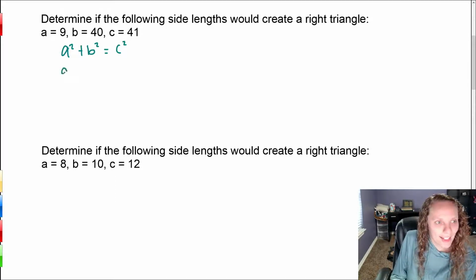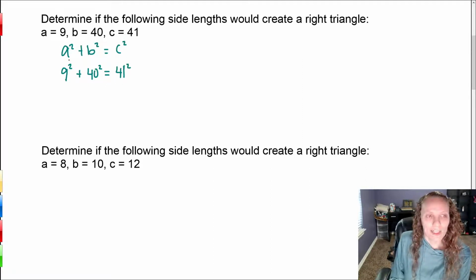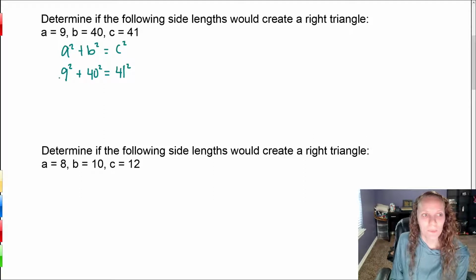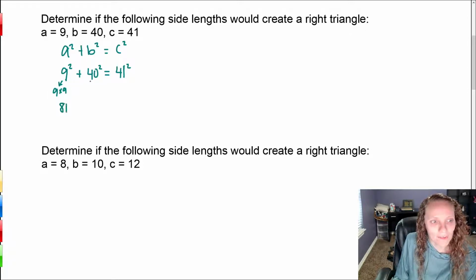A is 9, so we're going to do 9 squared plus b, 40, squared, and see if that gives us 41 squared. Also remember, when we square a number, it's a number times itself. So to figure out 9 squared, that's 9 times 9, which is 81. To figure out 40 squared, we would do 40 times 40.